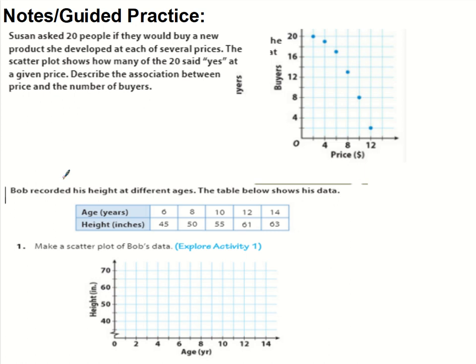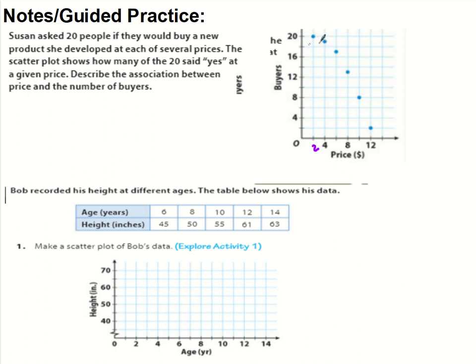So here we go. With scatter plots, when we collect data, a lot of it's done through surveys. So like, Susan asked 20 people if they would buy a new product that she developed at each of several prices. The scatter plot shows how many of the 20 said yes at a given price. Describe the association. Okay, so we want to know, of all the people she asked, how many said they would buy it at a price of $2. Would they buy this product at $2? And all 20 people said they would buy this product at $2.